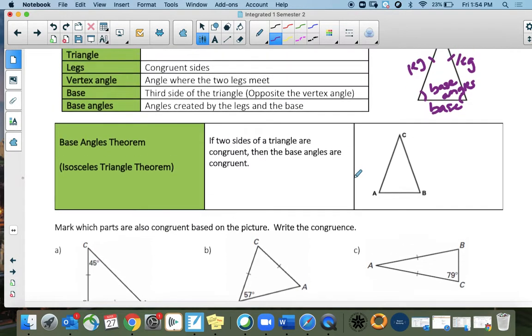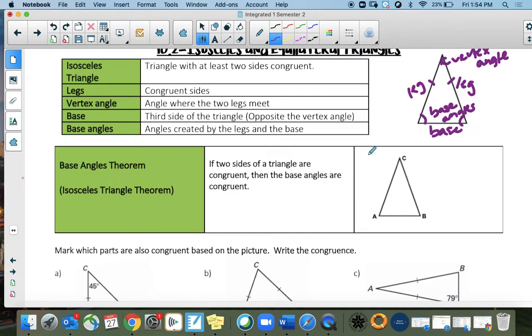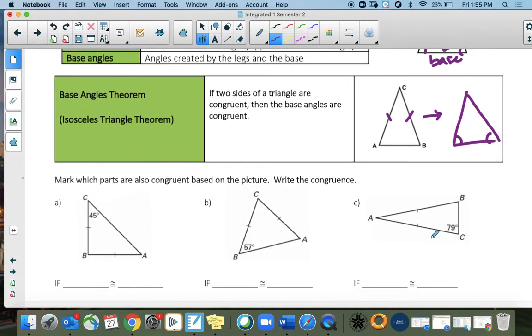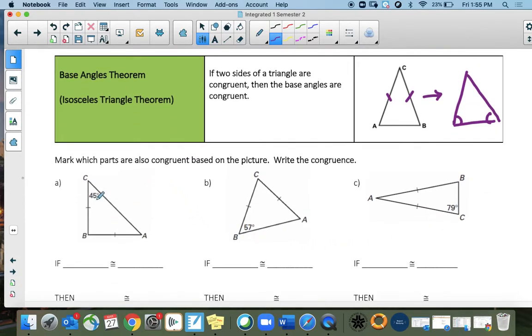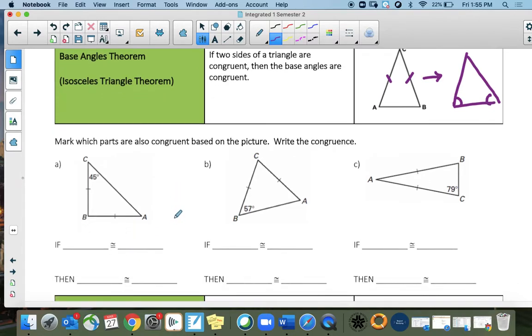So now we have the base angle theorem. The base angle theorem is if two sides of a triangle are congruent, then the base angles are congruent. So if the sides are congruent, then we know that the base angles are congruent. Okay, so sides going to angles. So if we know that this side is congruent to this side, then we know the angles are congruent. So those are the statements we're going to show.